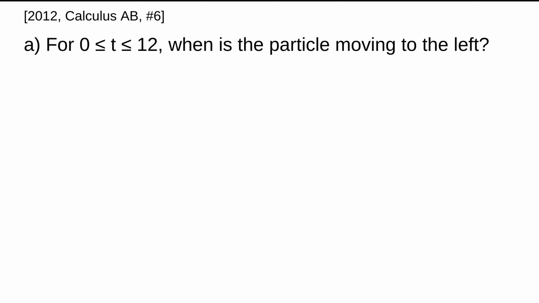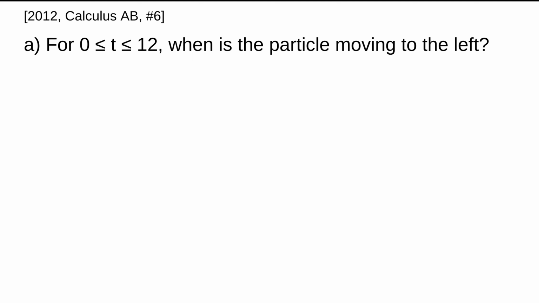Welcome to Get Your FRQ On. This question is from 2012. It is question 6, and it is not calculator active. In the question stem, we have a particle moving along the x-axis for values of t between 0 and 12.